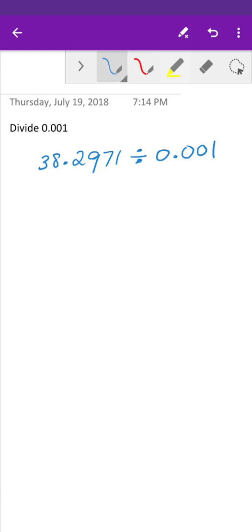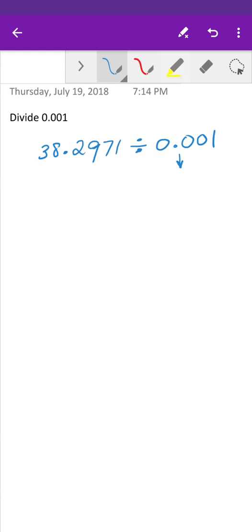0.001. Now let's have a look at what 0.001 is. I like to change 0.001 into a fraction, and 0.1 is 1 over 10. 0.01 is a 100th, and 0.001 is 1 over 1,000. So if we had to divide by, and we have this value to start with, 38.2971, we're going to divide it by 1,000th, and then we're saying how many 1,000ths are there in this value.